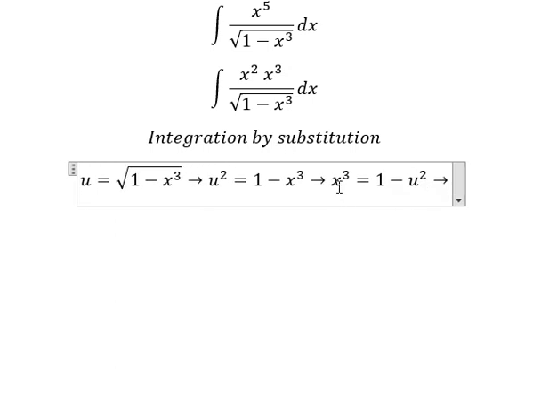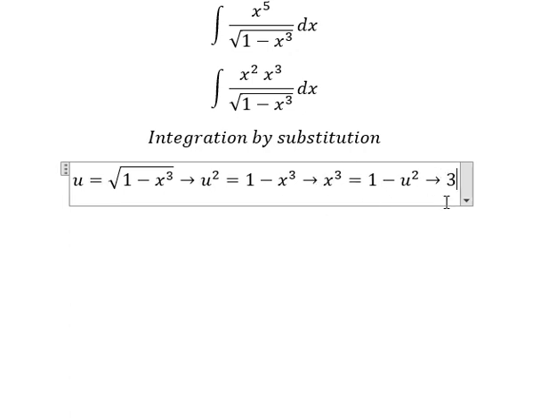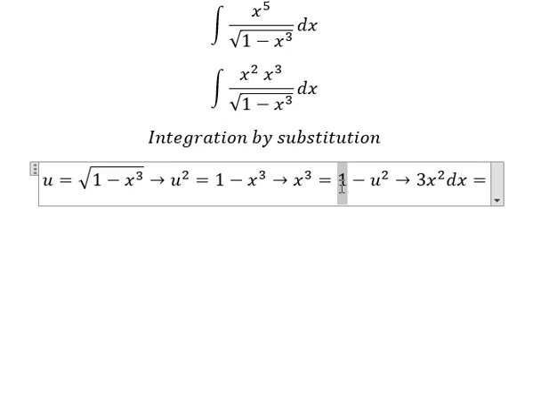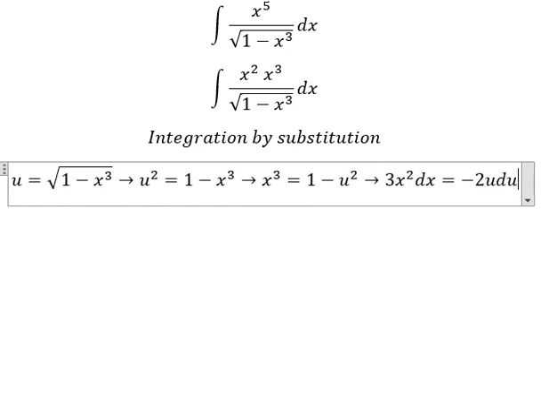Next, we need to first take the derivative of both sides. This one we have 3s squared ds. This one is a constant, so you get 0. This one we have 2u. Because we don't have the number 3, we divide both sides by 3.